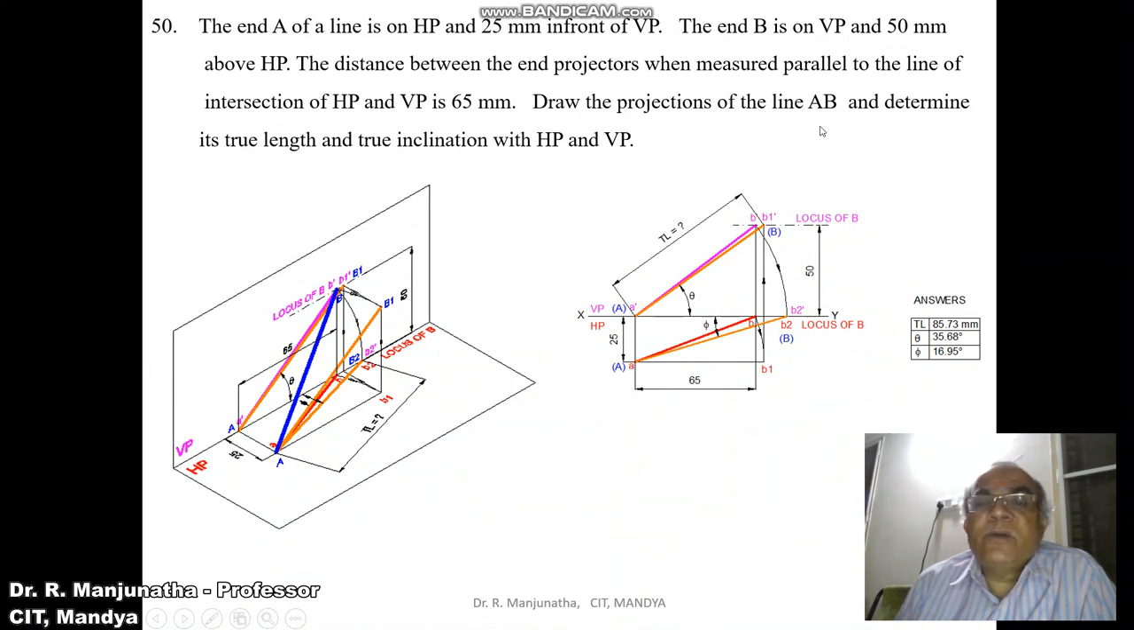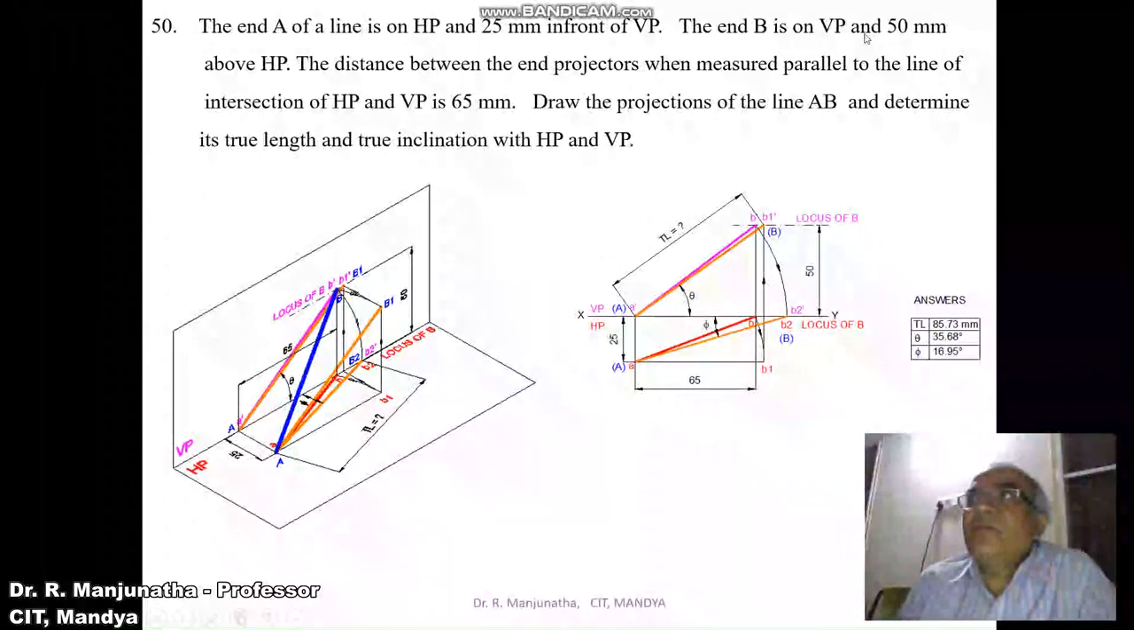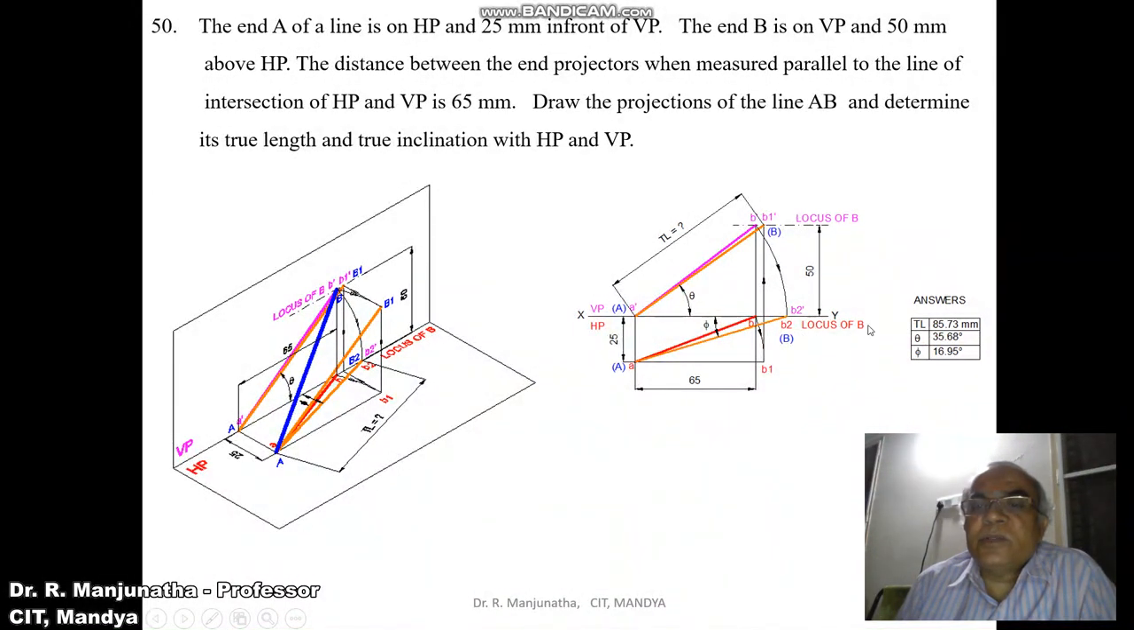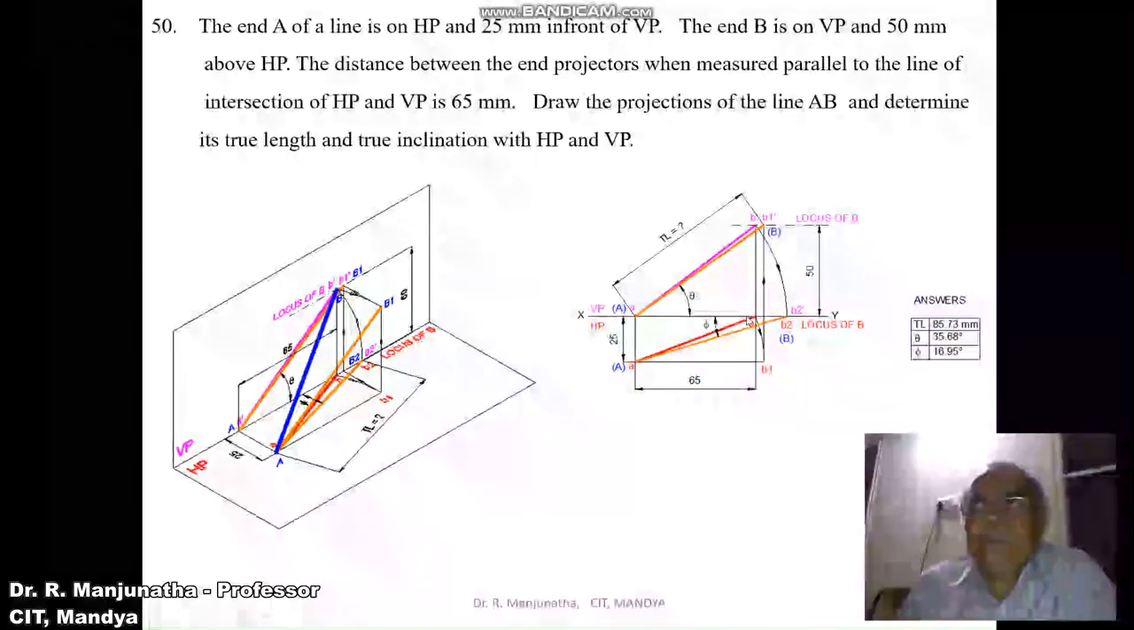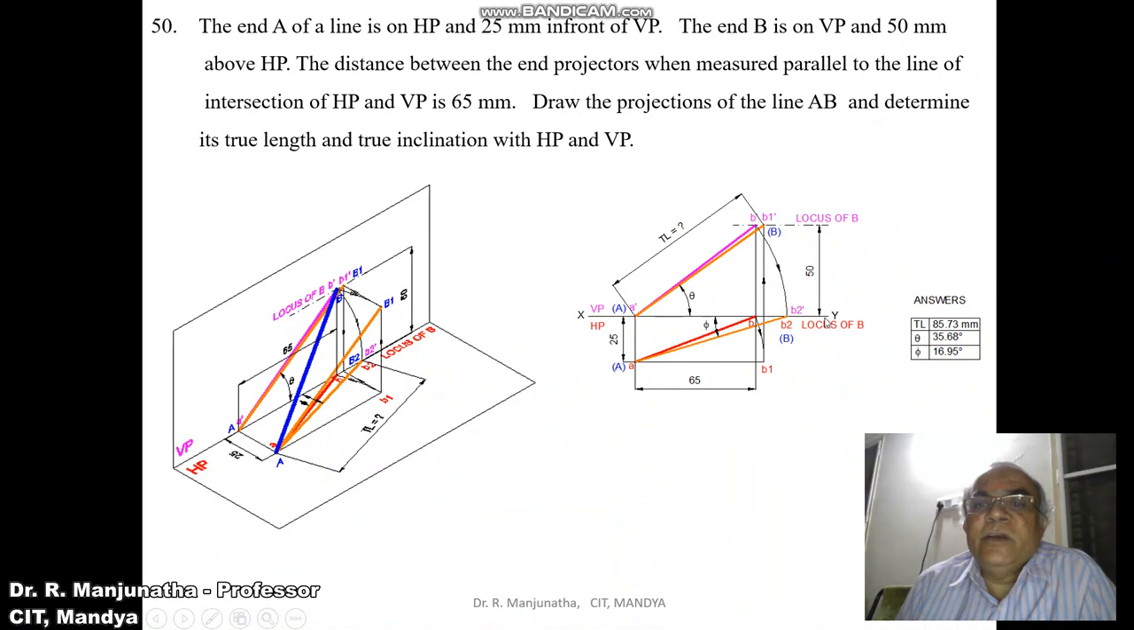Then the NP is on VP, so since it is on VP, obviously the line will be on the top view, which is going to be the locus of B. And 50 mm above HP distance can be seen in the vertical plane. VP is above the XY line. From the XY line you measure 50 mm and draw a horizontal dash-dot line, which is going to be the locus of B in the front view.